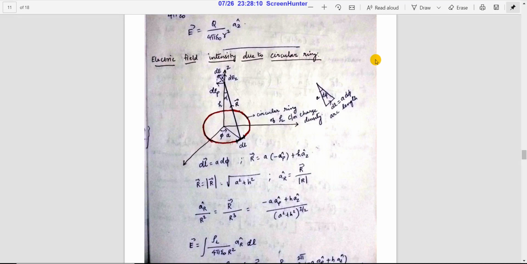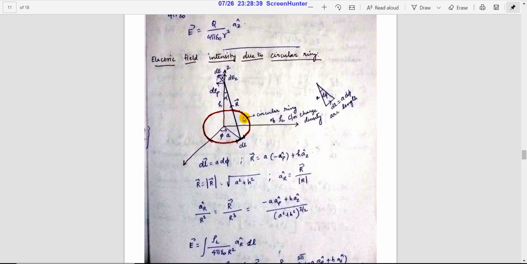We are going to see today about the electric field intensity due to a circular ring. So here we have a circular ring in red color. The circular ring has a charge density of rho L coulomb per meter. We are going to find the electric field intensity due to this circular ring at a point on the z-axis, which is situated at a height of h.